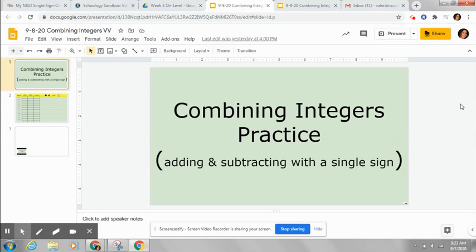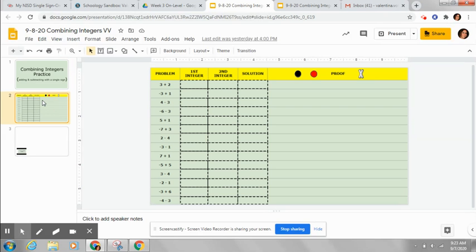Combining integers practice. Adding and subtracting with single signs. So what your assignment is going to look like is the following. You'll be given some problems, which are listed here on the left side, that will just have a single sign.